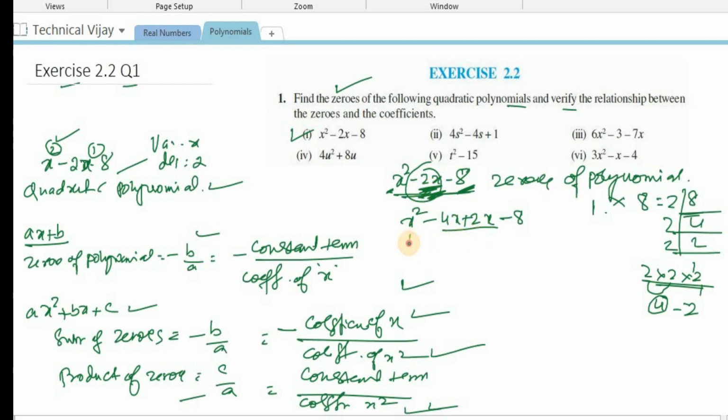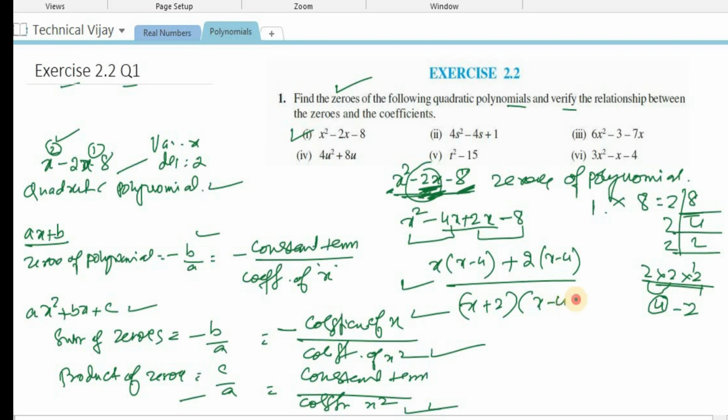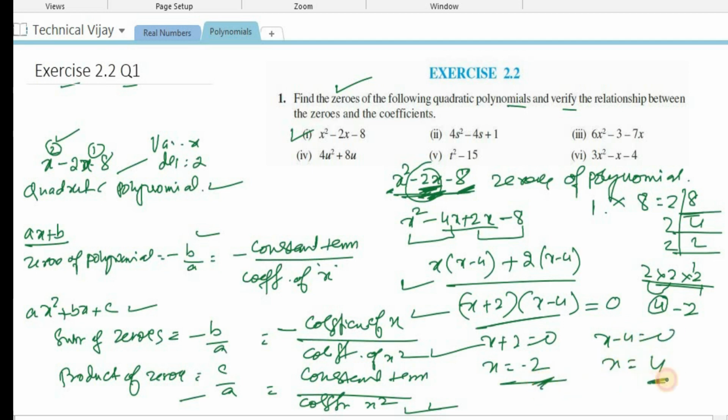Now we will take the common factor in these two terms and in the other two. x square minus 4x will be x into x minus 4. In the same way, in 2x minus 8, we take 2 common, and x minus 4 will be inside. So here, x plus 2 and x minus 4 will become zeros when you equate them to zero. So x plus 2 is equal to 0, so x is equal to minus 2, and x minus 4 is equal to 0, so x is equal to 4. So minus 2 and 4 are the zeros of this polynomial. By factorizing this polynomial, we can get the zeros of the polynomial.